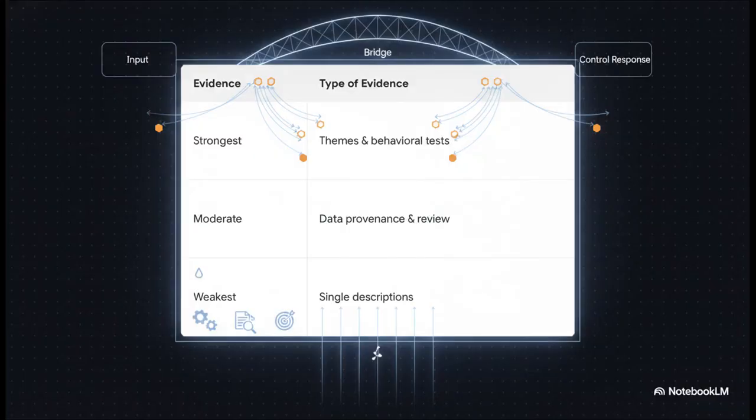This naturally builds a strict hierarchy of evidence. Down at the bottom, the absolute weakest evidence is surface behavior alone, or relying on just a single latent description. Stepping up, we get moderate evidence from analyzing training data provenance and conducting human reviews. But the strongest, most reliable evidence comes from convergent internal themes combined with behavioral tests that actually confirm our hypotheses. And because this kind of deep inspection is expensive, we have to rely on a risk-weighted inspection strategy rather than trying to monitor every single activation continuously.